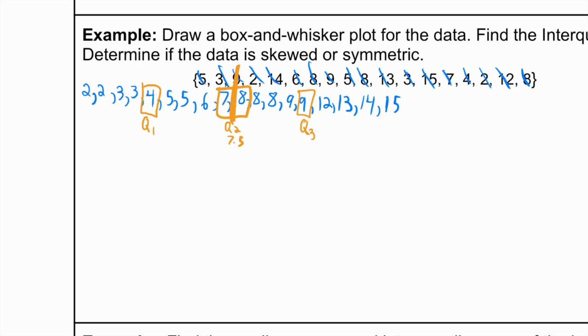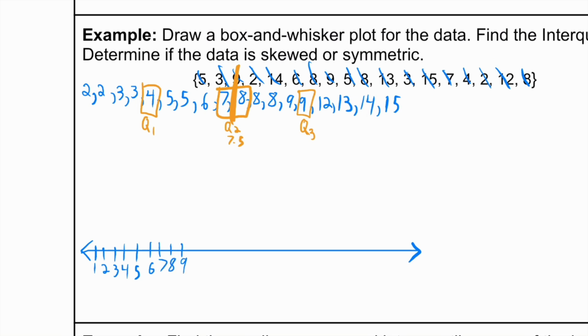And so now we can draw this box and whisker plot. What we can do is we draw a number line, and we'll do 1, 2, 3, 4, 5, 6, 7, 8, 9. You want to try and make these tick marks as consistent as possible. I know mine aren't perfect. They don't have to be perfect. You just want to make them as consistent as you can.